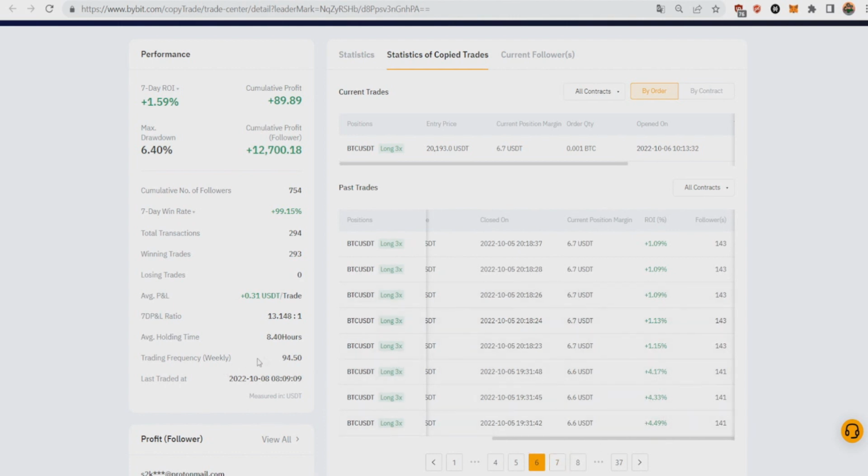You want them to make a lot of trades a week, average holding time to be really low, total winning trades like 100%, and that he makes a nice return on investment.